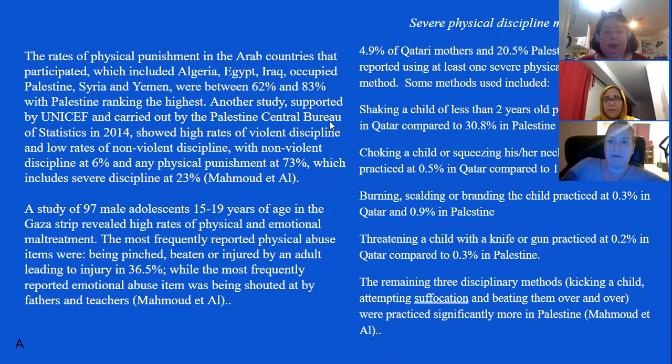So some of the severe physical discipline methods that were found when doing an experiment were: shaking a child of less than 2 years old was practiced as a severe discipline method. Choking a child or squeezing his or her neck with the hands was practiced. Burning, scalding, or branding the child was also practiced. And then threatening a child with a knife or gun was the least practiced, but still is pretty scary when you think about kids having knives and guns pointed at them. And the last three disciplinary methods that they looked at were kicking a child, attempting suffocation, and beating them over and over.